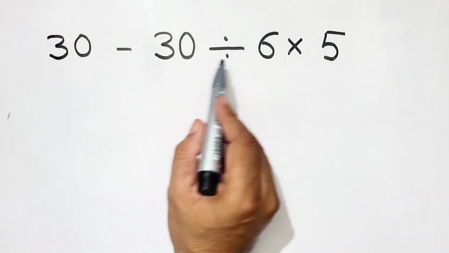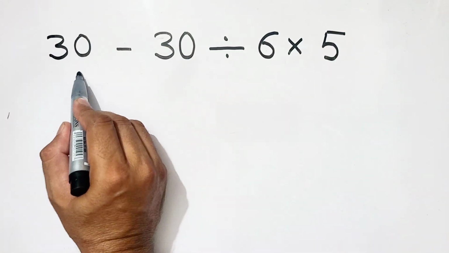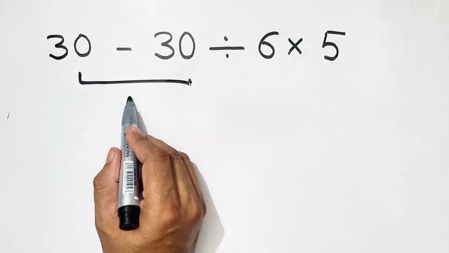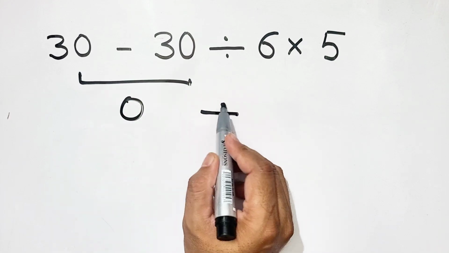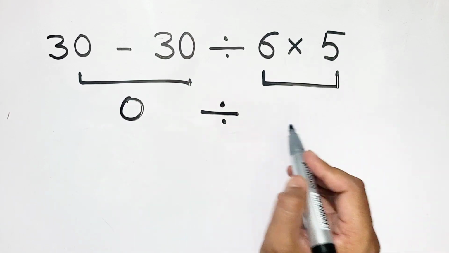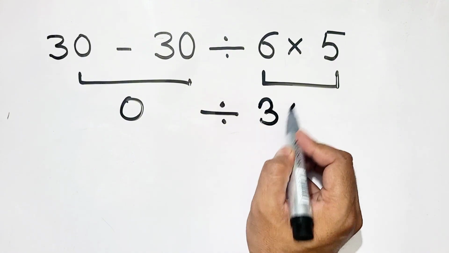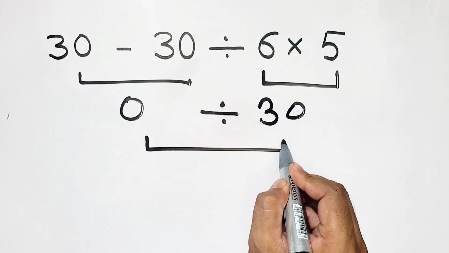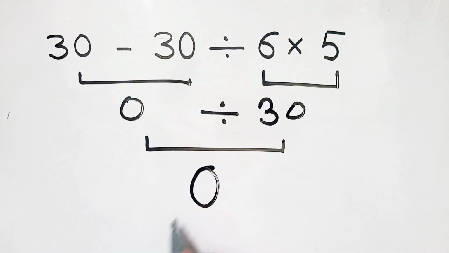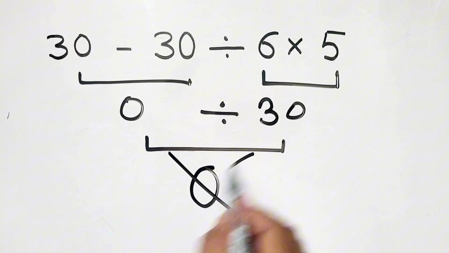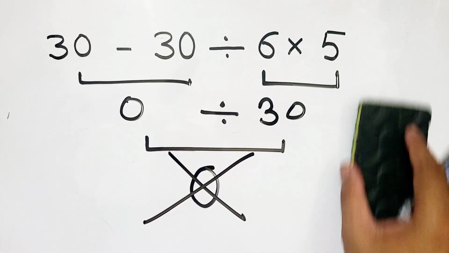30 minus 30 divided by 6 times 5. 30 minus 30 gives us 0, divided by 6 times 5 gives us 0. So 0 by anything we will get 0. 0 is the answer, but remember that 0 is incorrect.